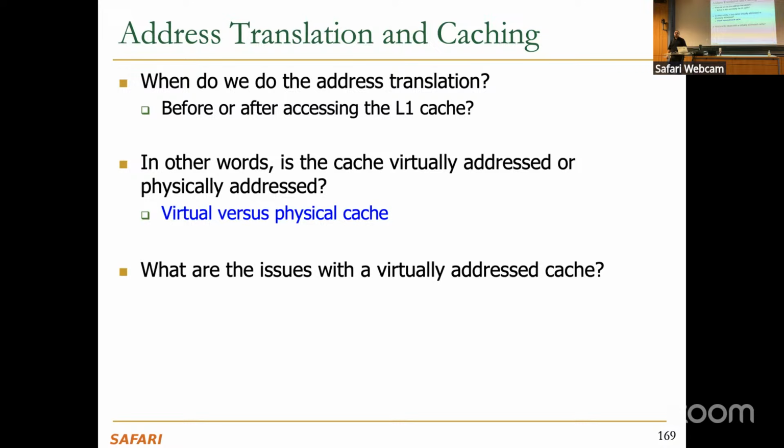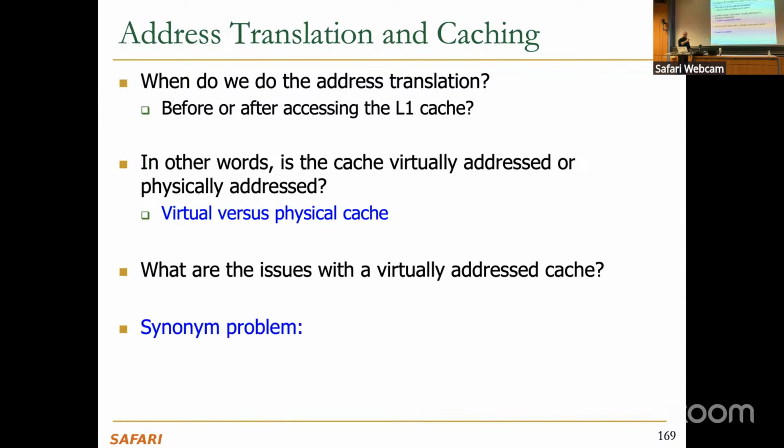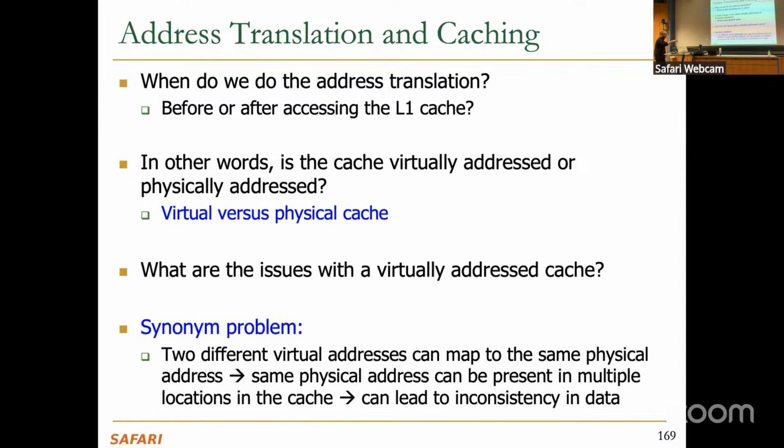Exactly. If two processes have the exact same virtual address and you context switch, you do not know to whom this virtual address belongs. This is the homonym problem. The other problem is the synonym problem: you have two different virtual addresses which can map to the same physical address. That's another type of problem that can happen in this scenario. You have the same physical address present in multiple different locations in the caches, which can lead to inconsistency in the data.